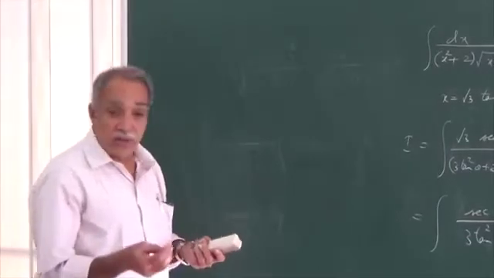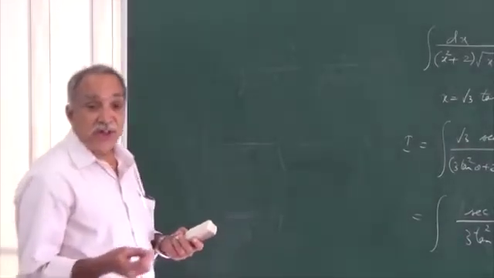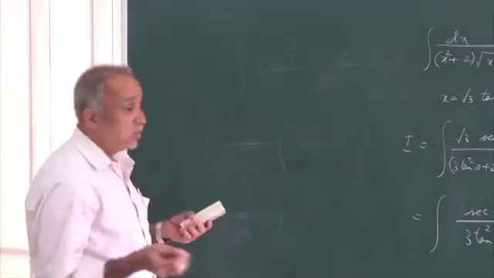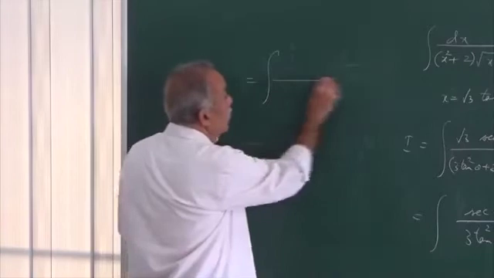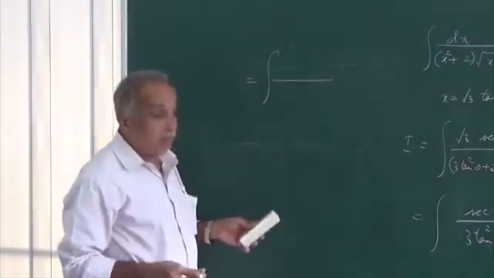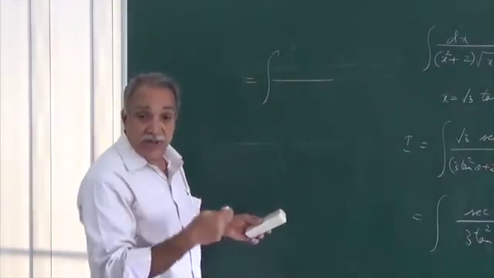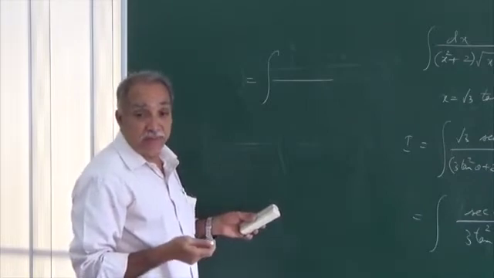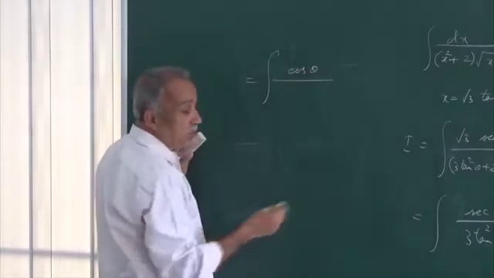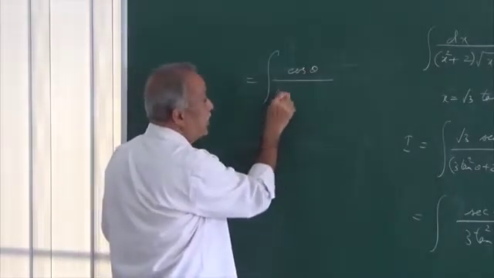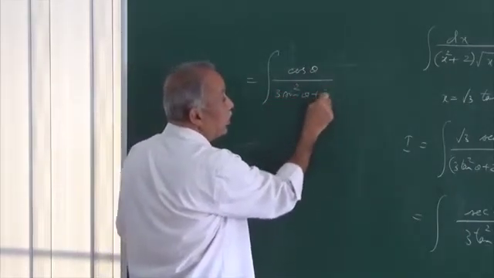We may switch over to sine and cos. Let us have everything expressed in terms of sine and cos. And to get that expression simplified, I will multiply numerator and denominator by cos square theta. Numerator into cos square theta is cos theta. Denominator into cos square theta is 3 sin square theta plus 2 cos square theta.